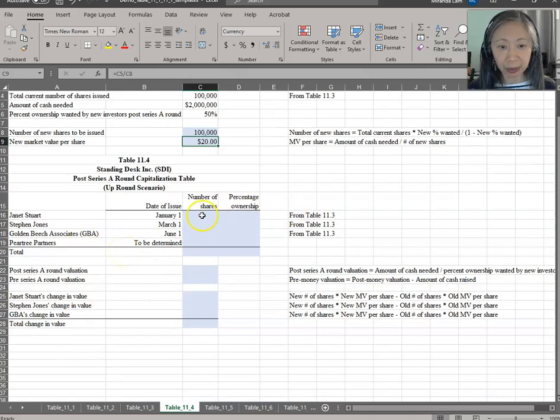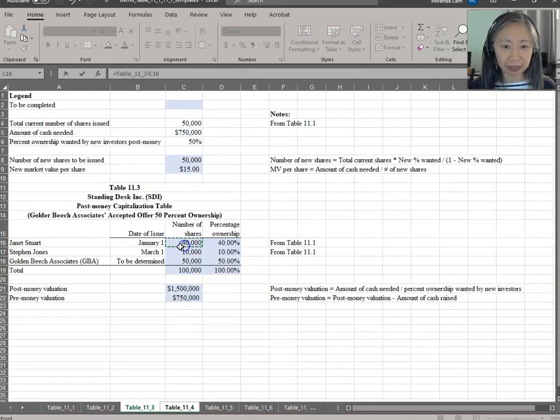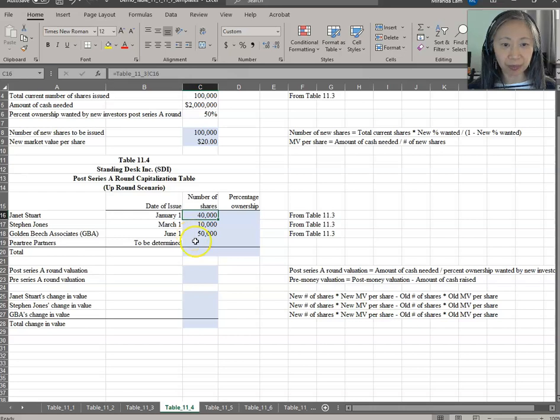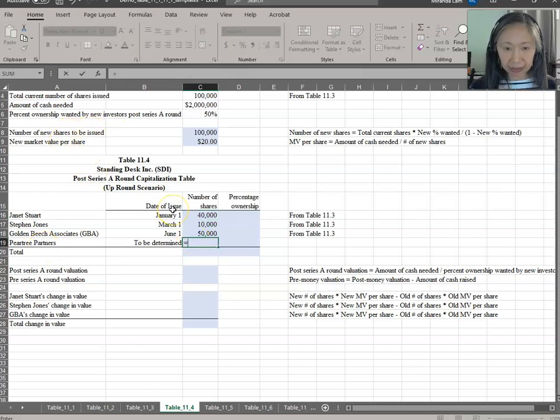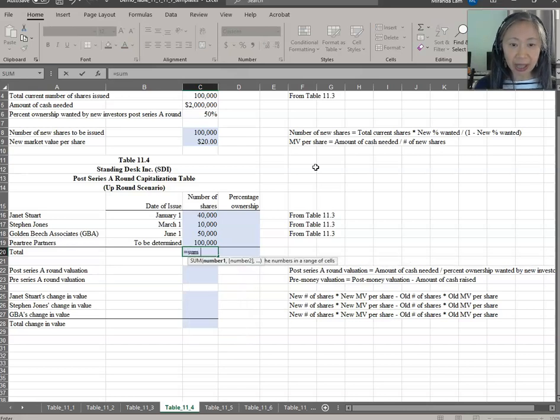There's no difference. First, let's take the information from table 11.3 for the current shareholders. The current shareholders include Janet, Stephen, and GBA. These are the existing shareholders. Pear Tree Partners is a new partner, and they are going to get 100,000 shares for their $2 million investment. So let's take a look at the new cap table.